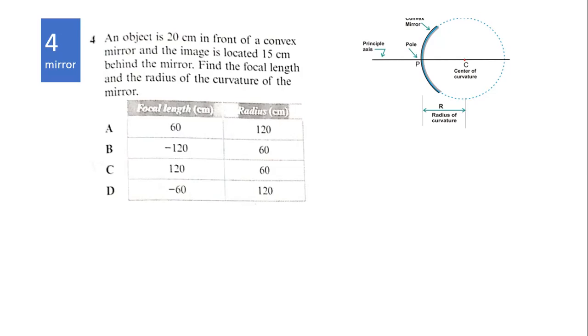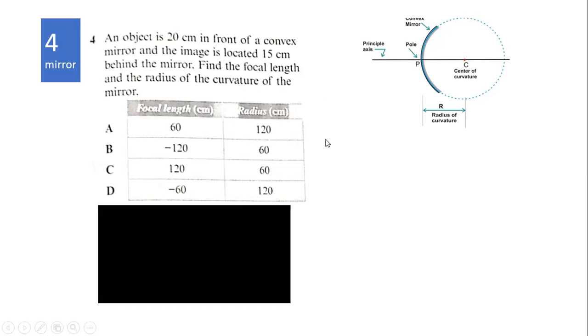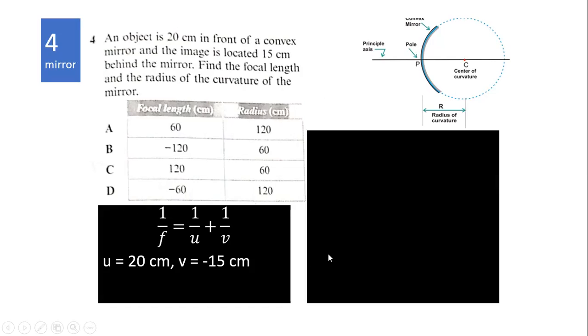C, teacher. Right, let's see. Right, use the lens formula. Write down what is given. 20 cm in front of the convex mirror, 20 cm. And then V is 15 cm on this side. So it's going to be virtual. That's why I put a negative sign there. Go to the formula to find your focal length.